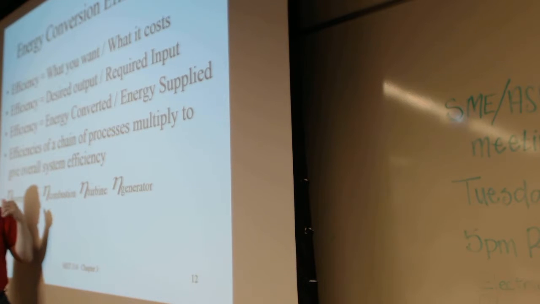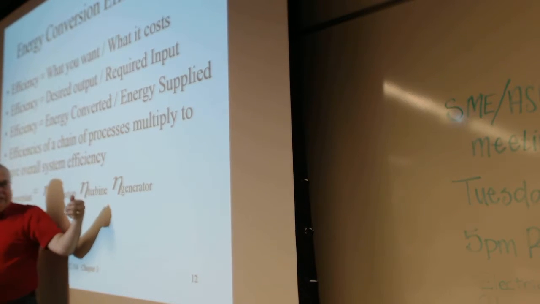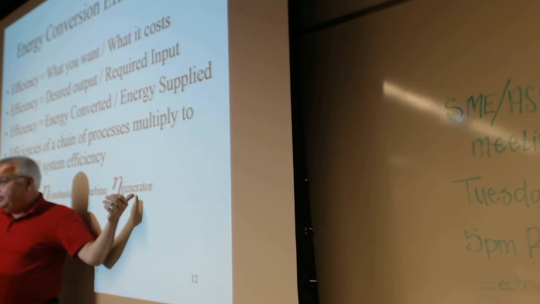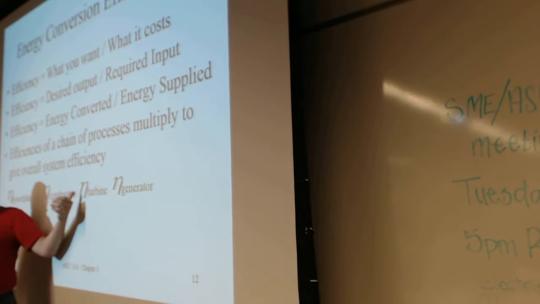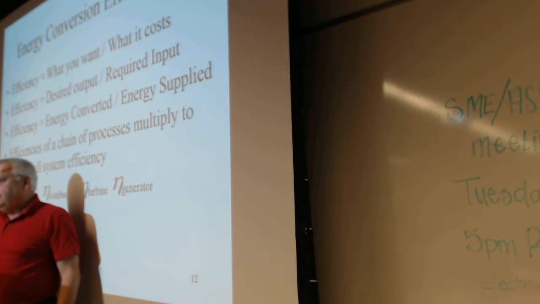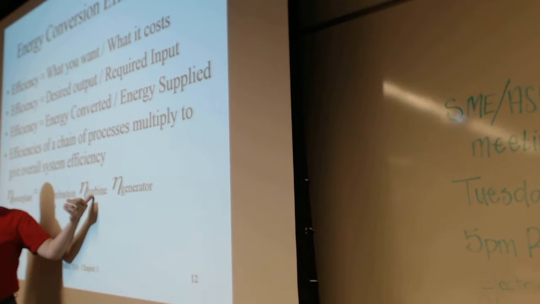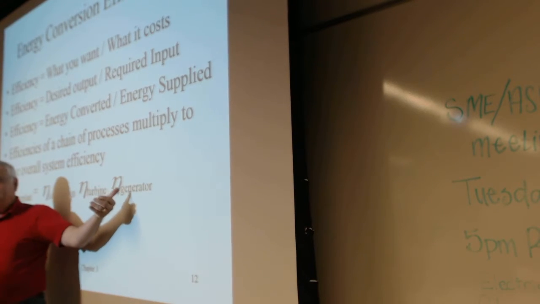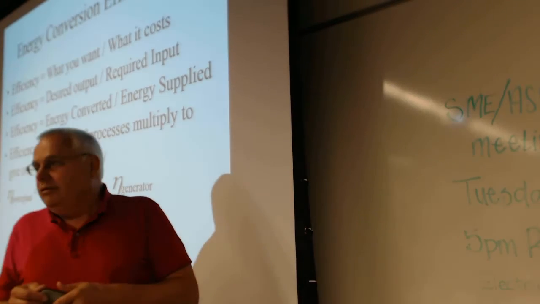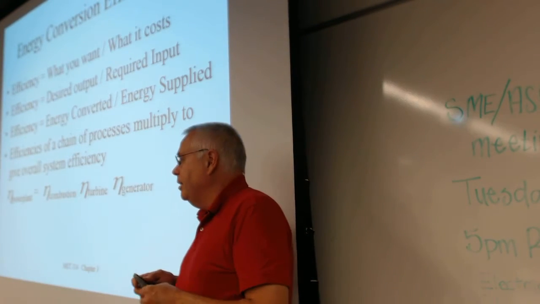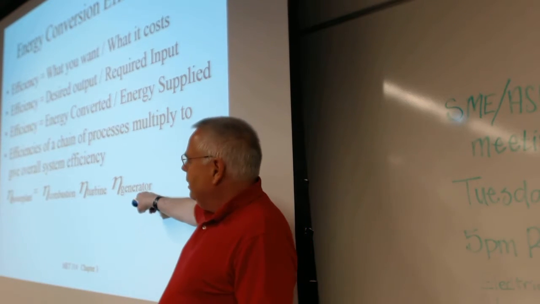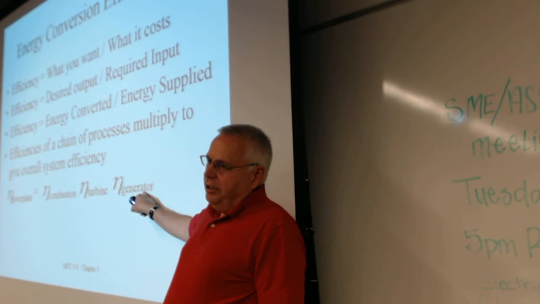Then this chain, if this is 50% and that's 50% and that's 50%, you don't get 150% of your energy. You get 50 times 50 is 25 times 50, you get 12%. 0.5 times 0.5, half of half of half. So like 12.5% or something like that. The efficiencies chain. As it turns out, electric efficiencies are pretty good.